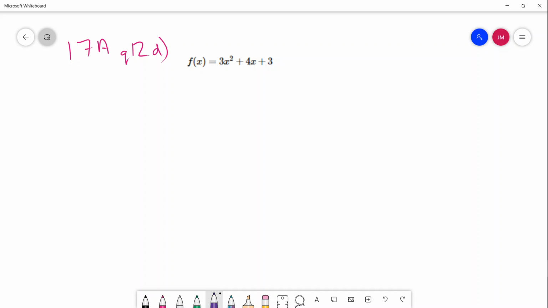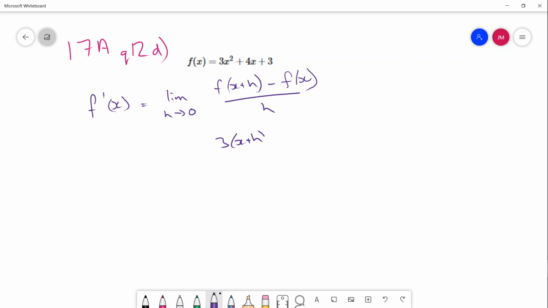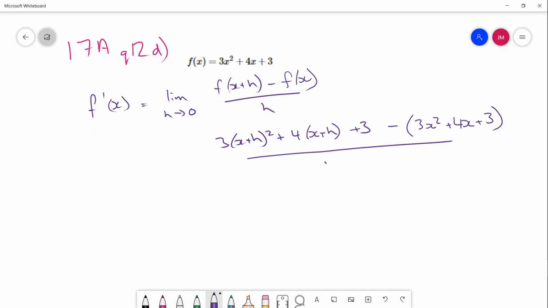So our formula for the derivative by first principles, we'd say the derivative is equal to the limit as h approaches 0 of f of x plus h minus f of x all divided by h. So let's sub in x plus h. We'd have 3(x plus h) squared plus 4(x plus h) plus 3. And then we're subtracting our original function, 3x squared plus 4x plus 3, all divided by h.